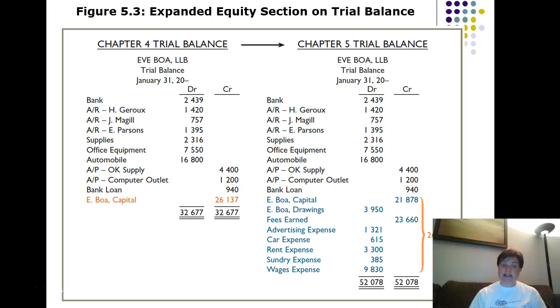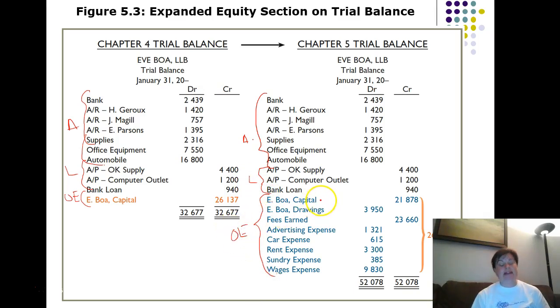So now our trial balance is going to be bigger. Before, we used to just have our assets, our liabilities, and our owner's equity. But now we've got our assets, our liabilities, and all of these new accounts that represent owner's equity. And we list them like this. Capital goes first, then drawings, then revenue, which is called fees earned, and then we list our expenses. Notice that our expenses are listed in alpha order.